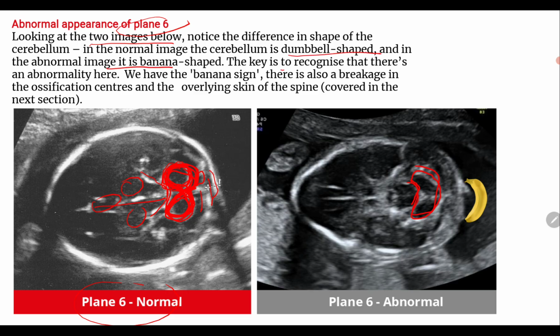The key is to recognize that there is an abnormality here. We have a banana sign. There is also a defect in the ossification center and the overlying skin of the spine. Okay, let's cover the next sections.